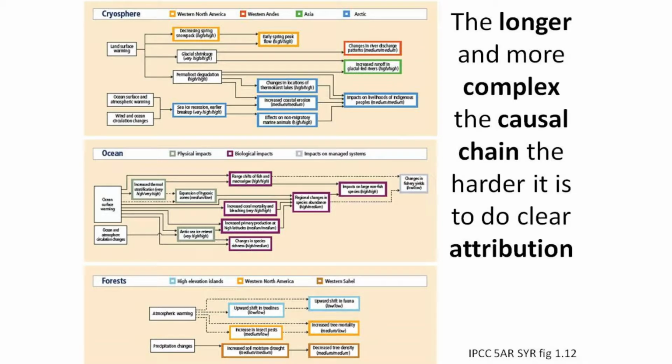So the issue is that the longer and more complex the causal chain is, the harder it is to do attribution. This is not a unique problem to climate change. It is, for instance, a problem which is very familiar to you if you've ever worked in the area of technology attribution. We're all in the business of saying, well, this research that we did at institution XYZ changed so many people's lives in this way. Proving that is actually damn difficult.